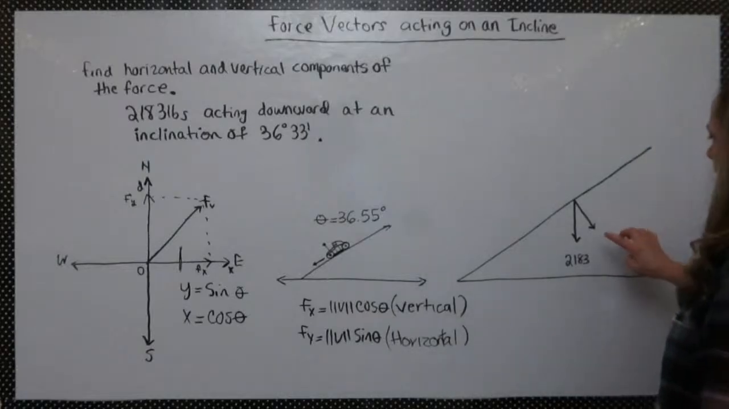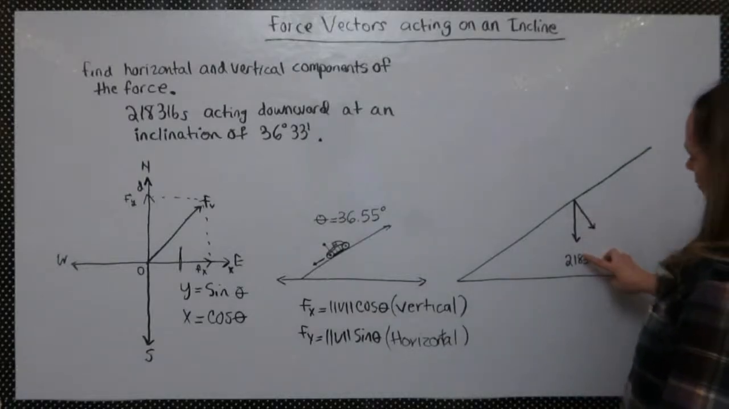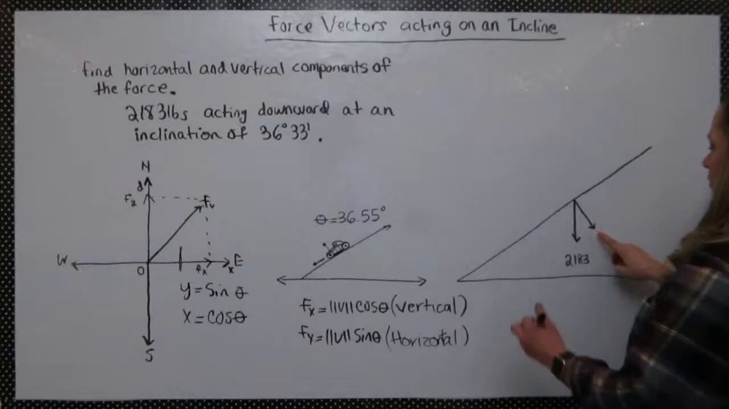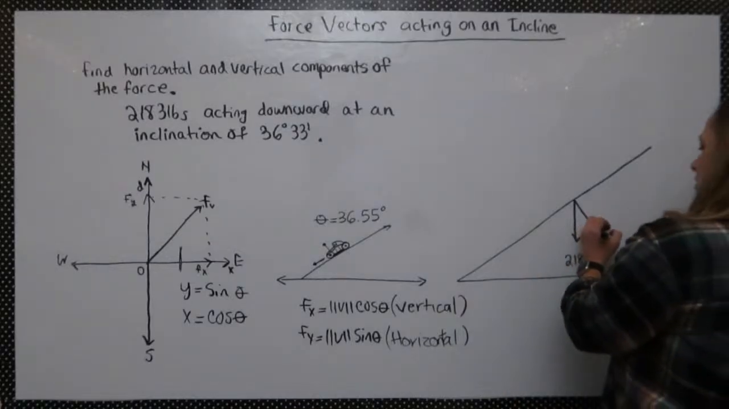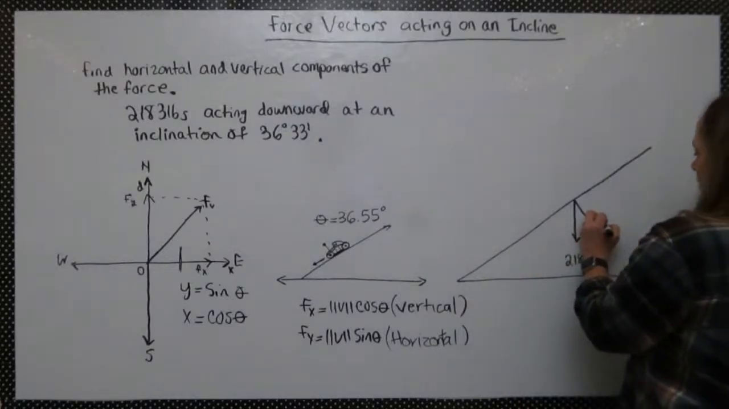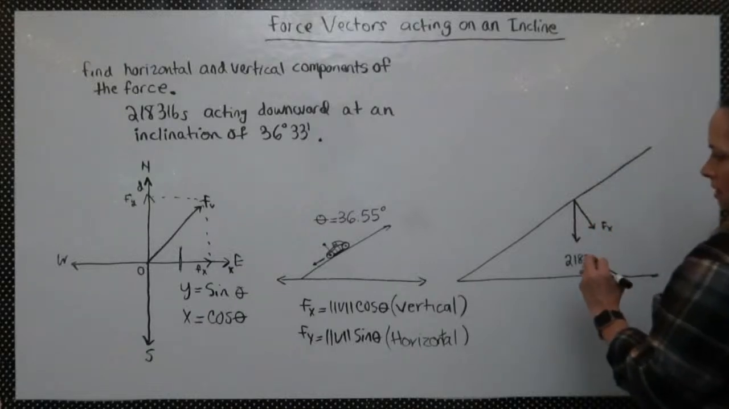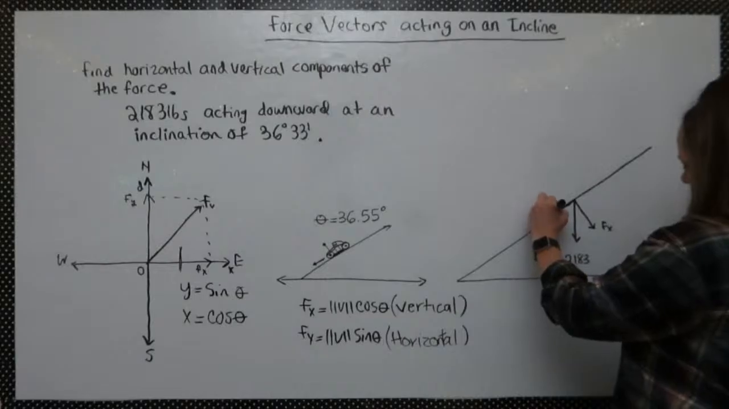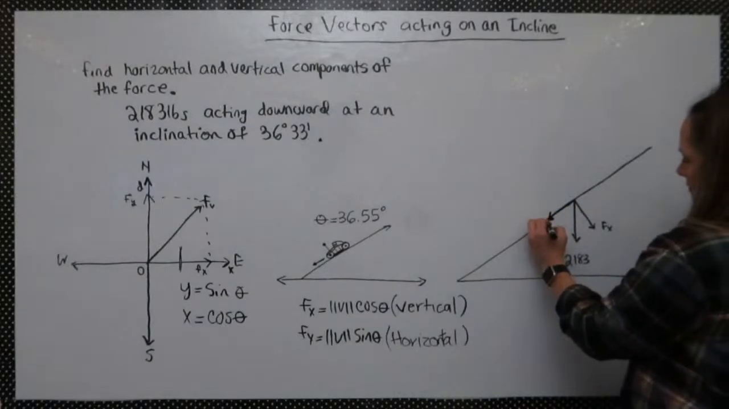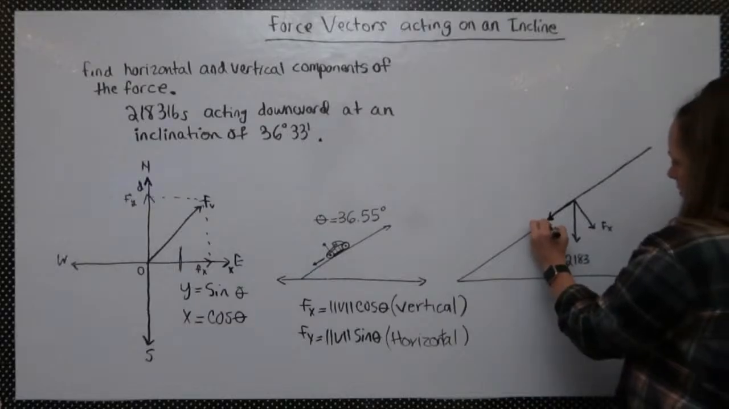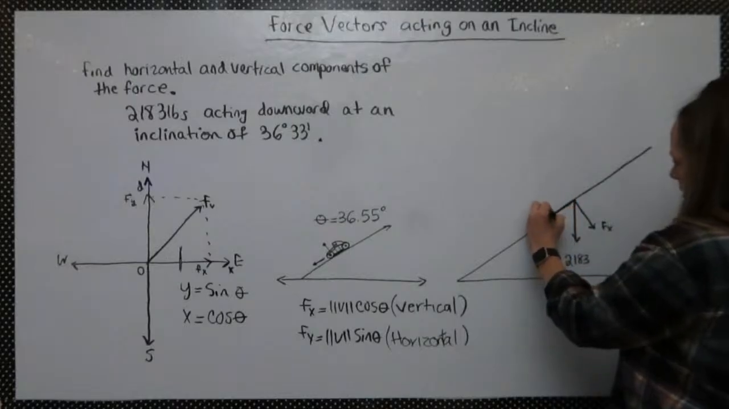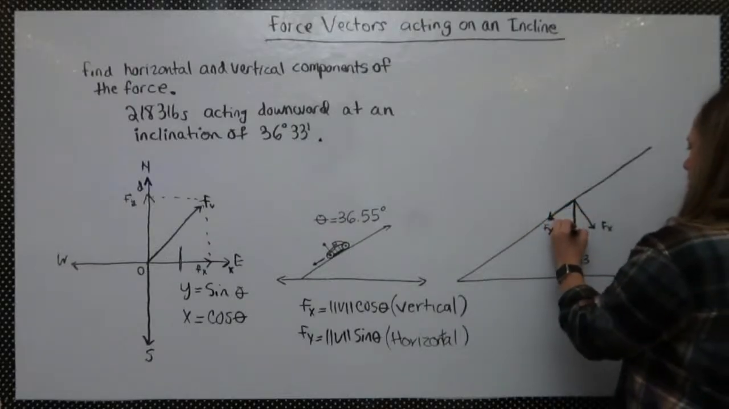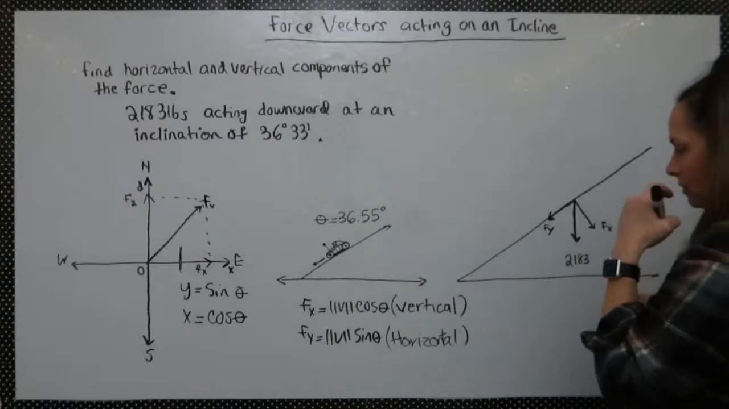Okay. All right. So then what we have is our Newton. Now this is going to be our vertical component here, so we'll label it F sub X. And then this one here is going to be F sub Y. So we've got vertical and horizontal.